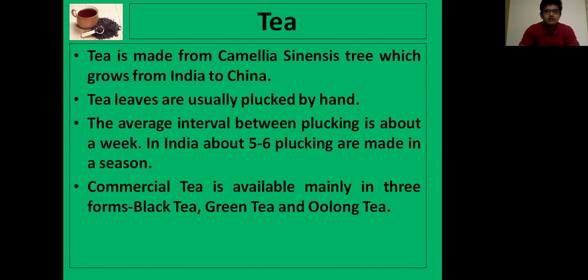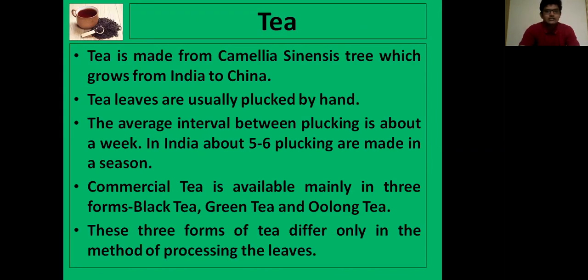Commercial tea is available mainly in three forms: black tea, green tea, and oolong tea. These three forms of tea differ only in the method of processing the tea leaves.